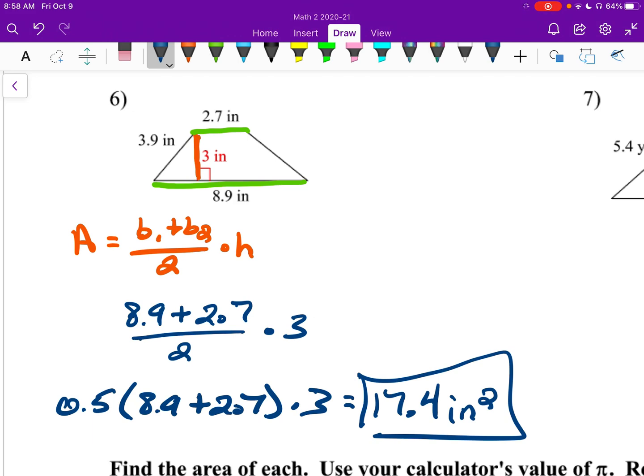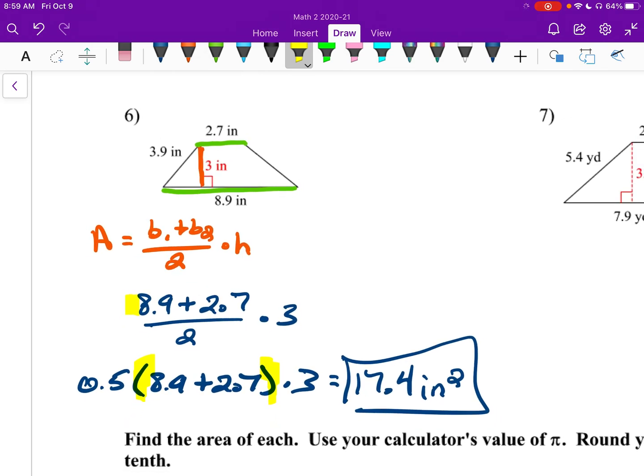Now the reason that I changed it over here is because if you start here and you type in the 8.9 plus 2.7 and then you press the divide button, the 2 would only divide the 2.7. We need these parentheses to let our calculator know that we want the thing to add together first. So anytime you type it in the calculator like this, you're going to need to have parentheses in there.